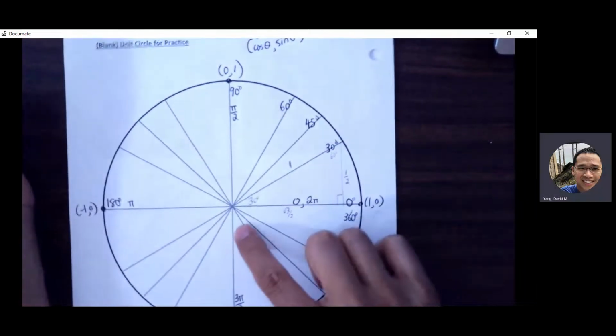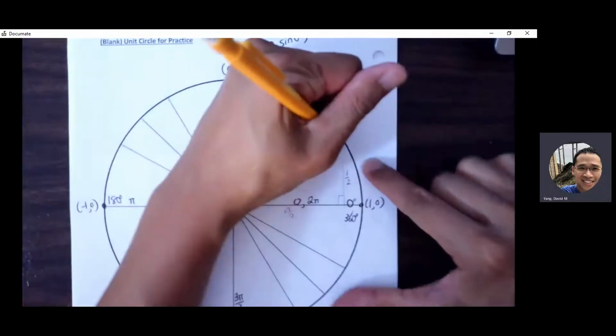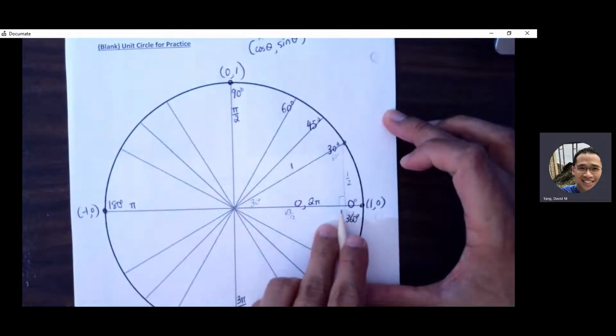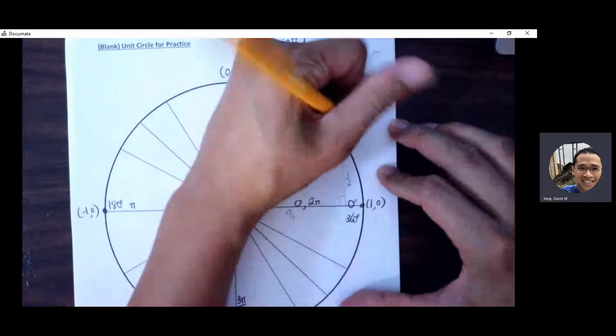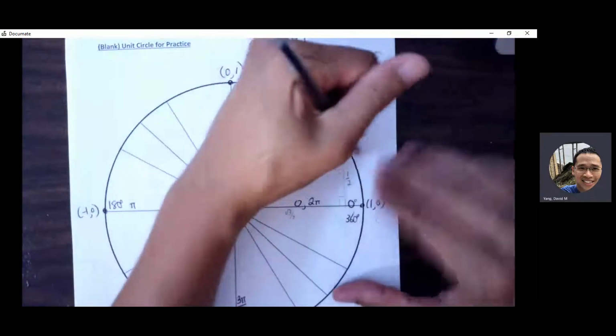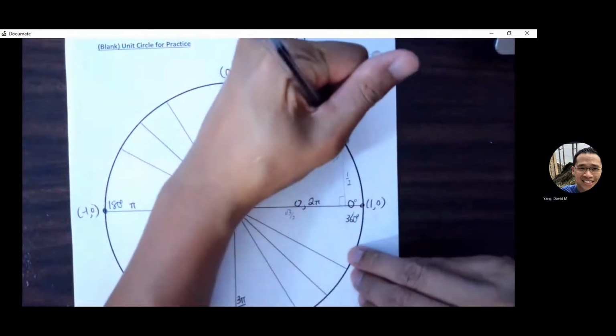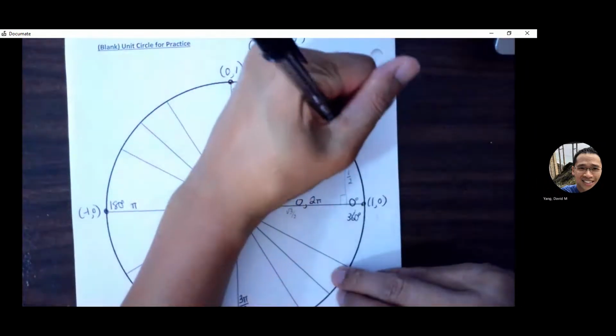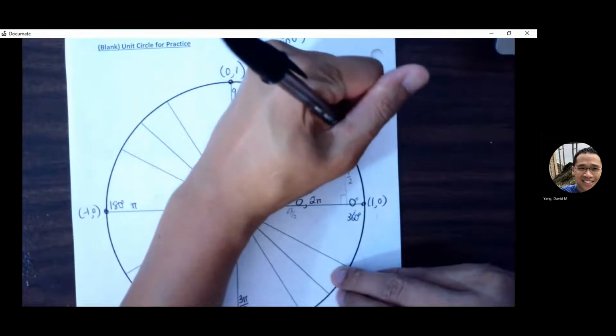So therefore, if I want to reach this ordered pair here, I have to move to the left root 3 over 2 and I have to go up 1/2. So that's why this ordered pair is root 3 over 2, and 1/2.